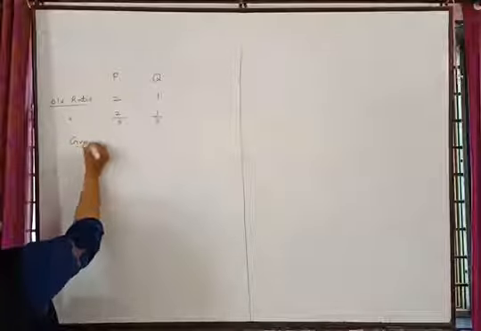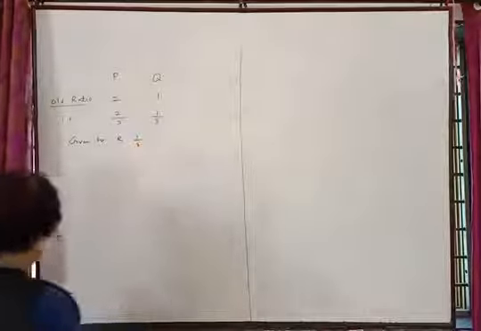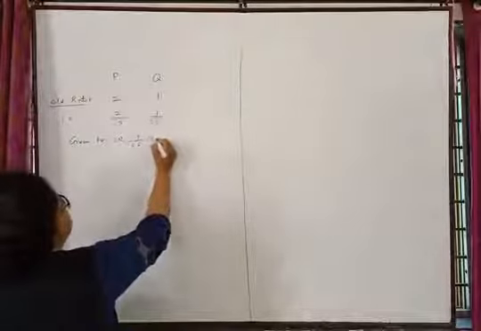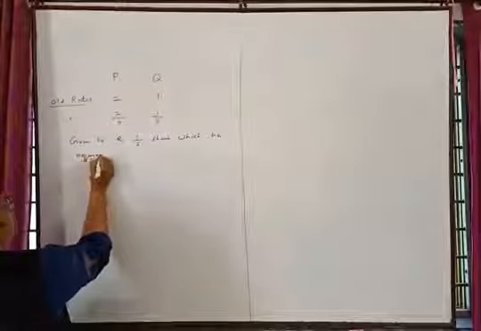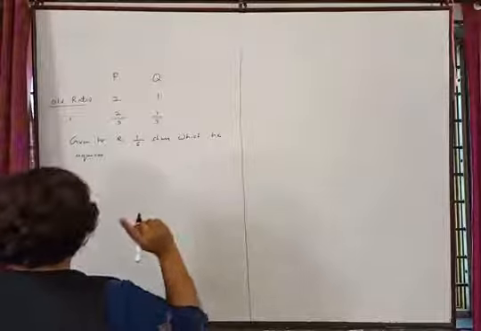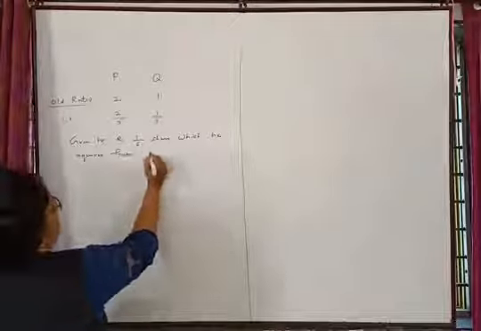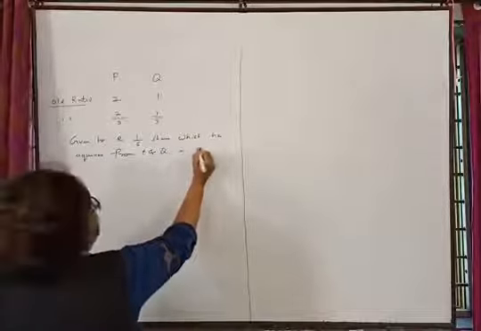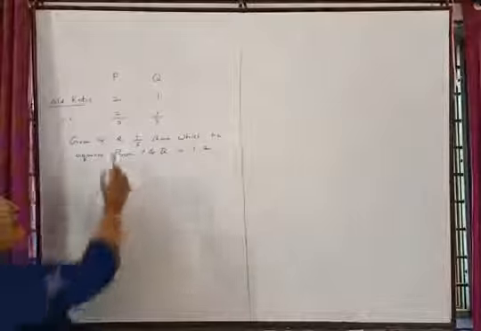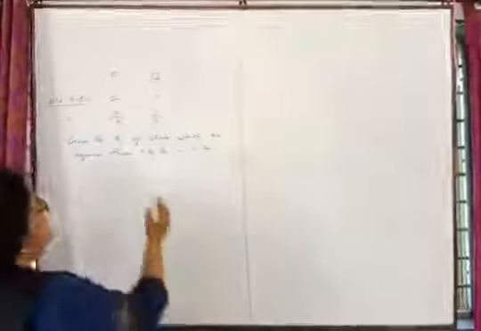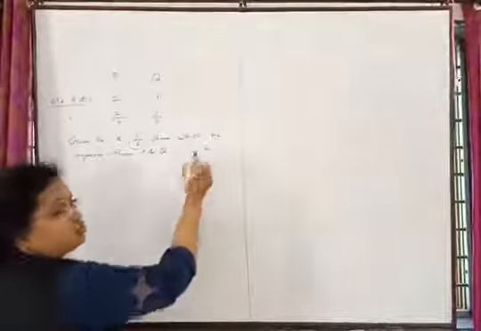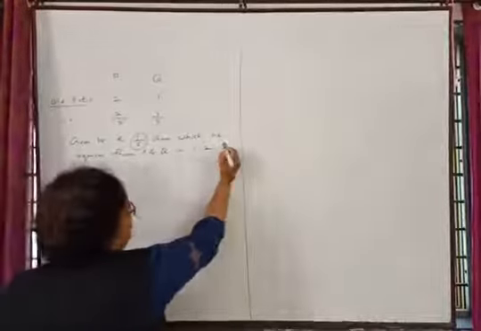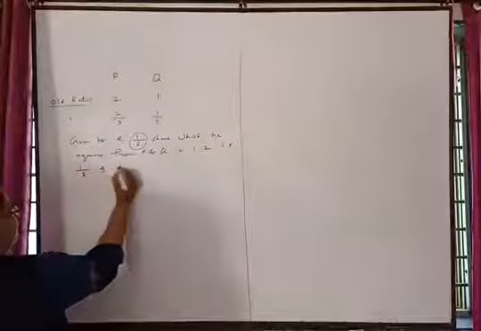Then the problem condition says that R is given a 1/5 share, which he acquires from P and Q in the ratio of 1:2. This means Mr. R, the new partner in the business, is acquiring a 1/5 share from P and Q in the ratio of 1:2. 1:2 means 1/3 and 2/3.